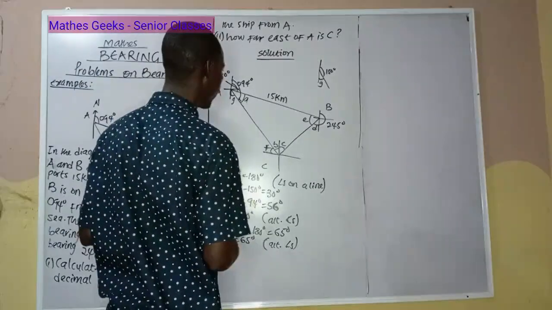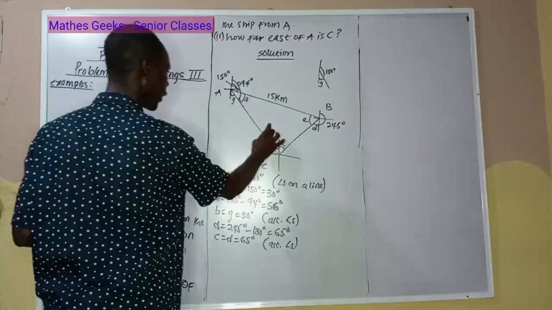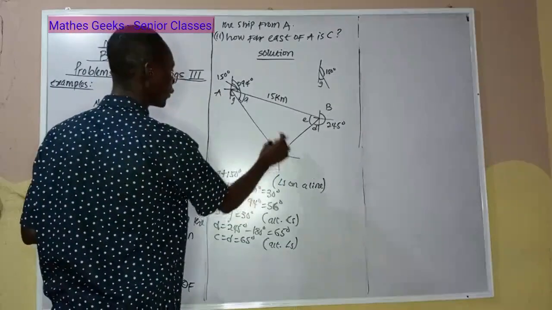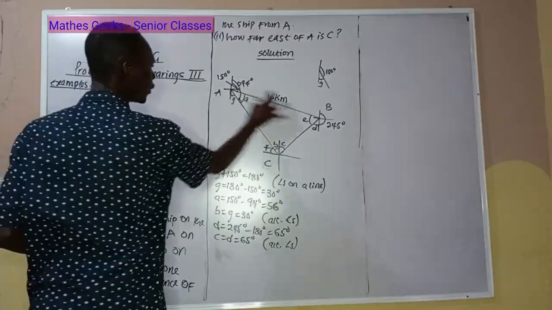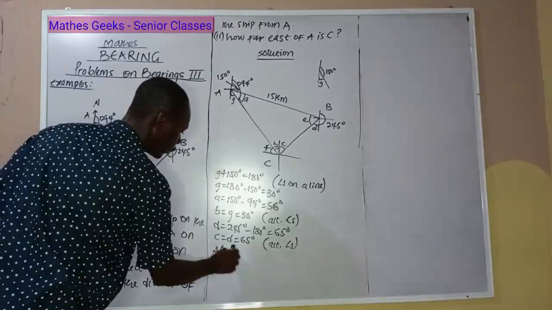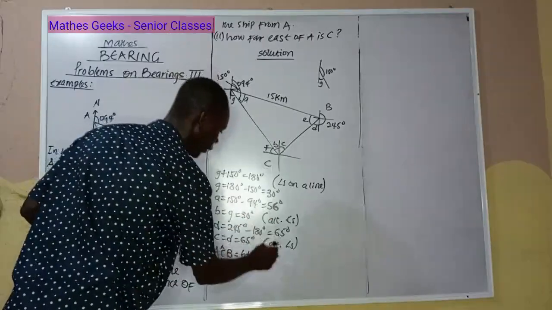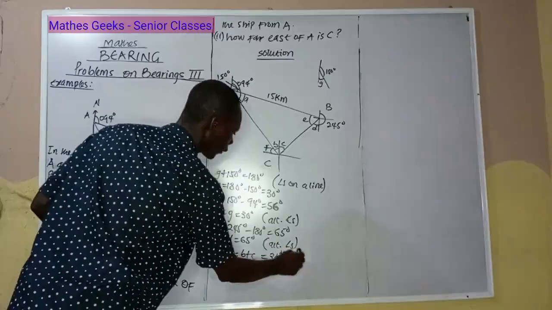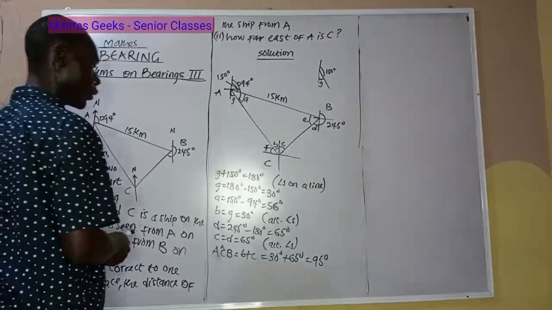Now let's get the angle at C. Since it's a triangle, I'll say angle ACB is equal to B plus C, which is equal to B, 30 degrees, plus C, 65 degrees, that's equal to 95 degrees. So angle ACB is equal to 95 degrees.